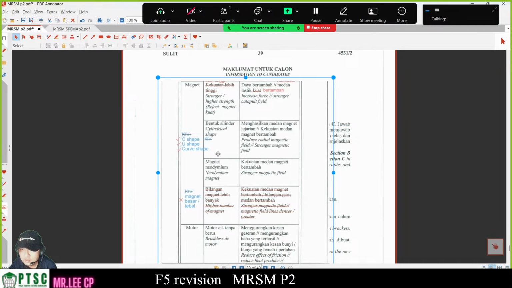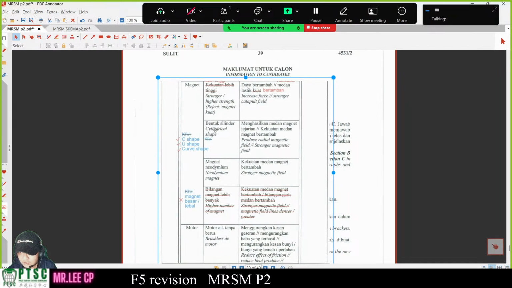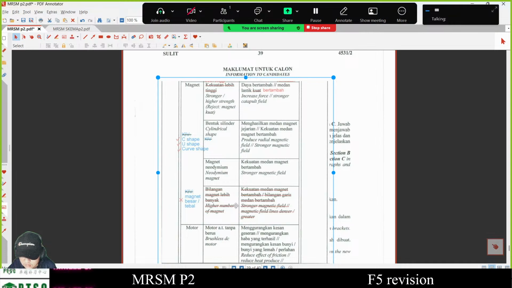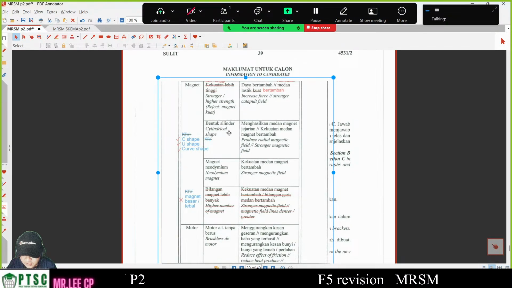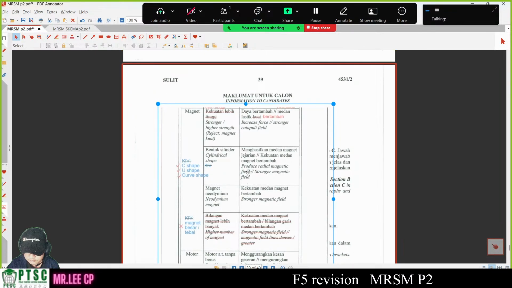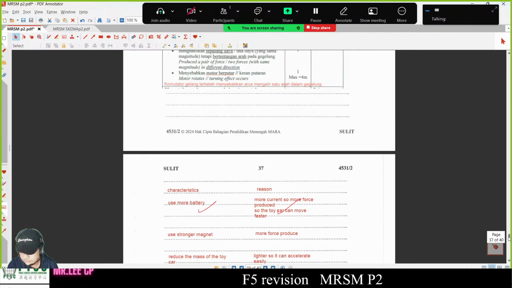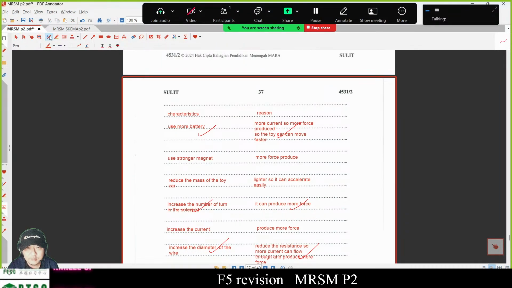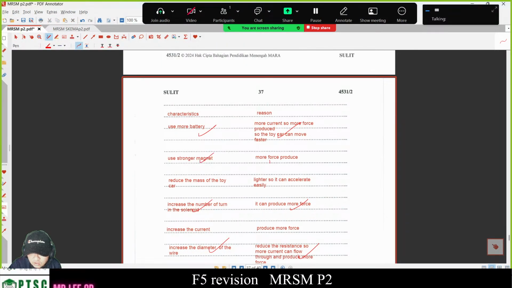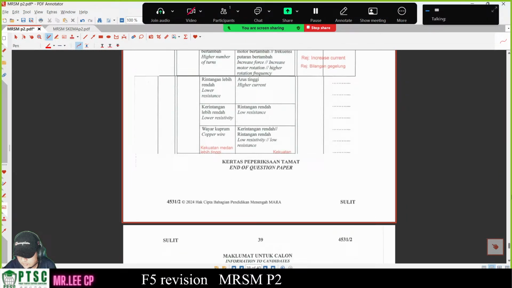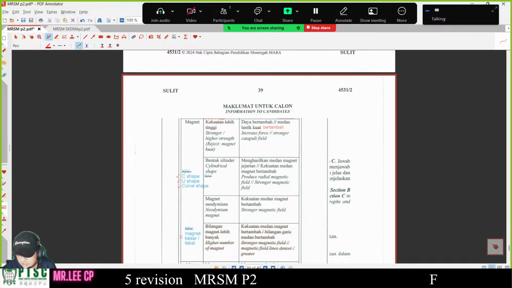So now the magnet, it is stronger magnet, cylindrical shape. Neodymium magnet, or this one cannot. Bigger magnet, higher number of magnet. Already got more number of magnet. So increase the strength of the magnet. Use stronger magnet, so can produce more force. Increase the strength of the magnet, increase the force.